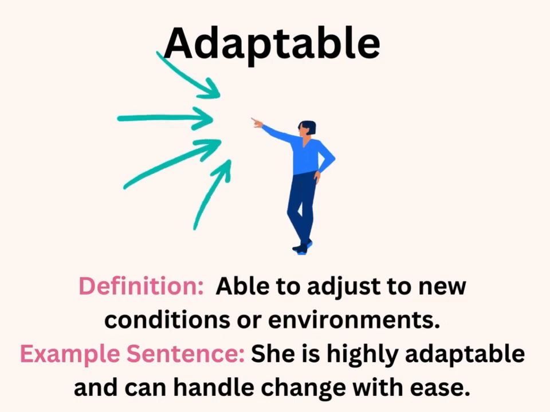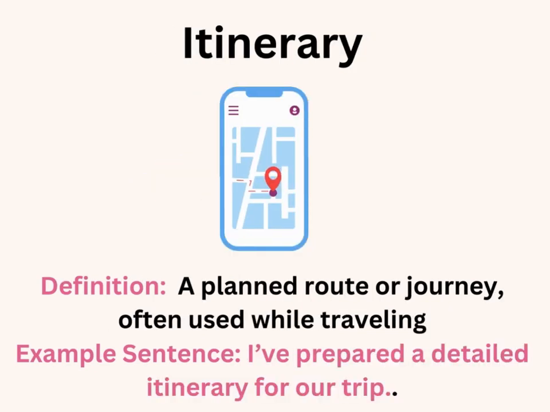Adaptable. Definition: able to adjust to new conditions or environments. Example sentence: she is highly adaptable and can handle change with ease. Itinerary. Definition: a planned route or journey, often used while traveling.